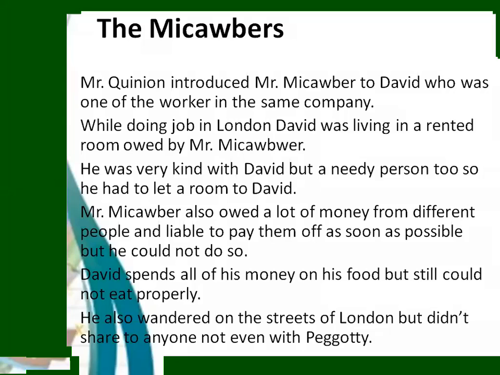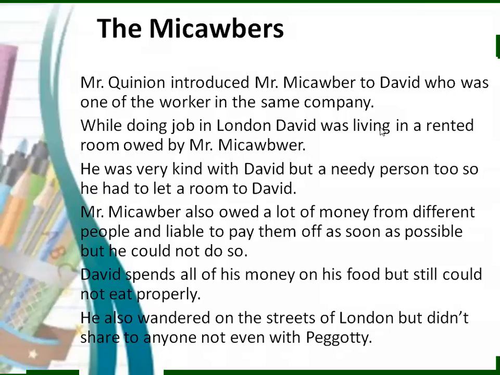So he rented out a room to David so that he would earn some money. David spends all of his money on his food but still could not eat properly. Whatever earning he had, 6 shillings I think it was the first salary of David, he spent it all on food, but until then he was still not able to eat properly.